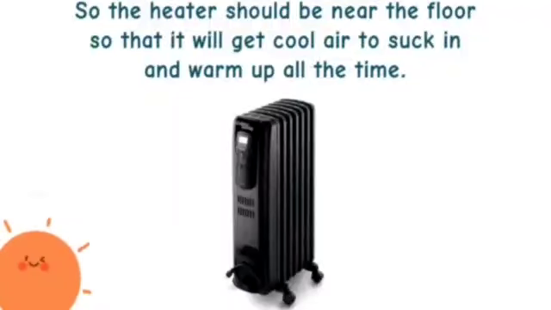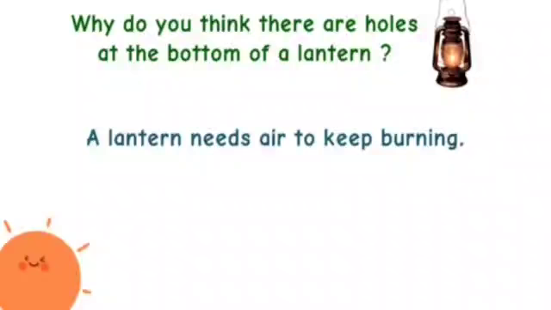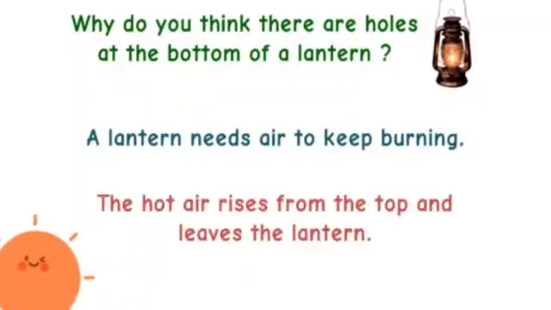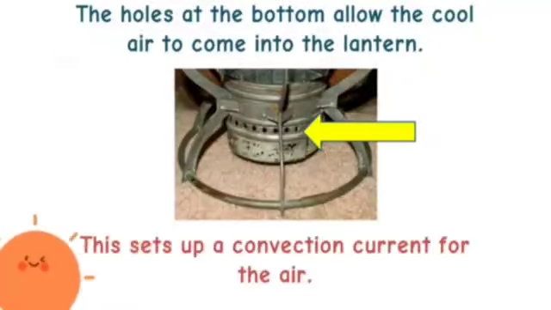Why do you think there are holes at the bottom of the lantern? A lantern needs air to keep burning. The hot air rises from the top and leaves the lantern. The holes at the bottom allow the cool air to come into the lantern. This sets up a convection current for the air.